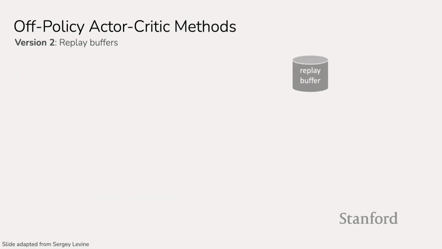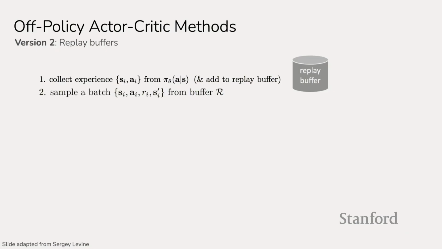Walking through this, we start with an empty replay buffer. We then collect experience from our policy and add that to the replay buffer. Then we sample a batch, a transition of state, action, reward, and next state, from the replay buffer. There's a small probability this could be exactly what we just sampled, but otherwise it'll be something randomly sampled from our previous experience.